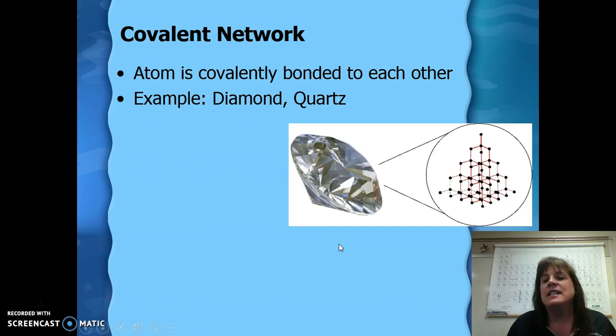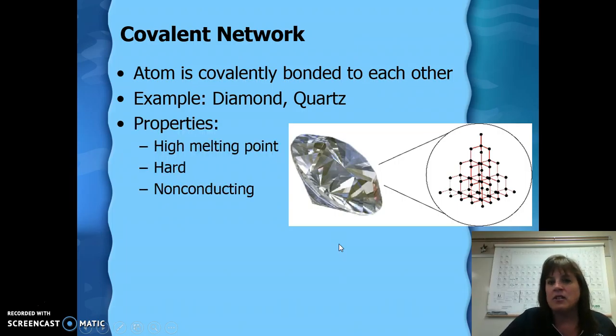Covalent network is a special and very unique type of solid, and it's when atoms are covalently bound to each other. Good examples of that are diamond and quartz. Diamond being all carbon atoms, and quartz is silicon with some oxygen. But their properties, they have a very high melting point, right? Diamonds are almost indestructible. They're very, very hard, and they do not conduct electricity.